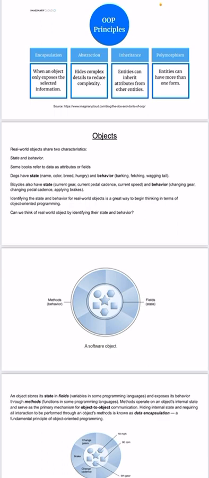Now looking at bicycles, a bicycle can have a state, right? We have the current gear, the current pedal cadence, the current speed, and behavior such as changing the gear, changing pedal cadence, and applying brakes. Identifying the state and behavior for a real-world object is a great way to begin thinking in terms of object-oriented programming. Can we think of real-world objects by identifying their state and behavior? Yes, of course we can.